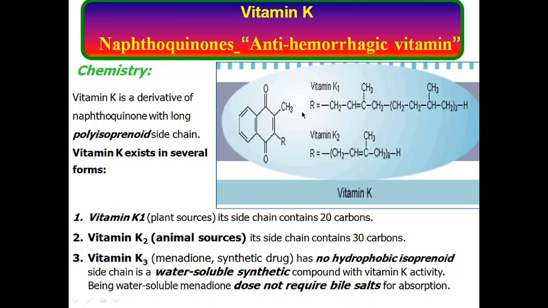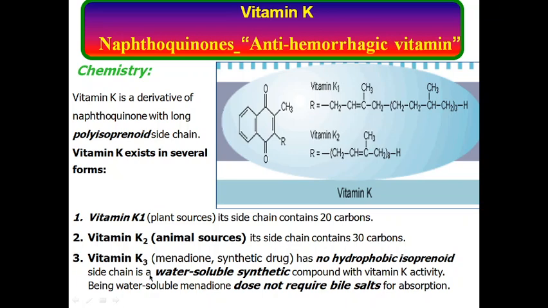Vitamin K1 is of plant source, and the polyisoprenoid side chain contains only 20 carbons. Vitamin K2 is of animal source, and the radical contains 30 carbons.